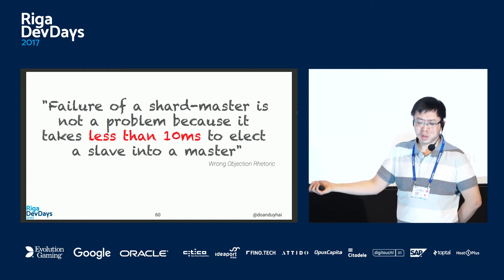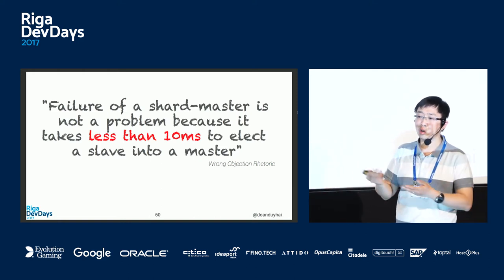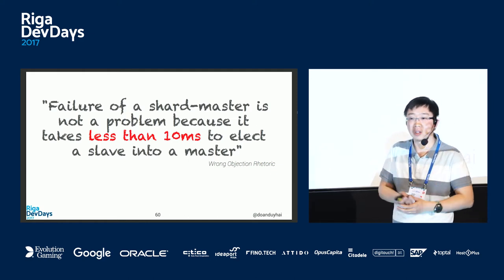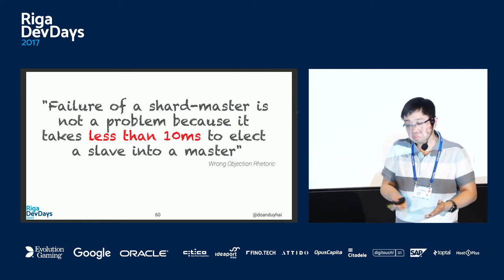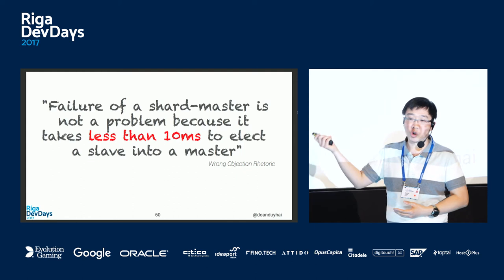It's not a problem. Why? Because it takes less than 10 milliseconds to elect a slave into a new master. So, okay, you have 10 milliseconds of downtime. That's okay. On a single shard, it's okay. But in fact, this is the wrong question.